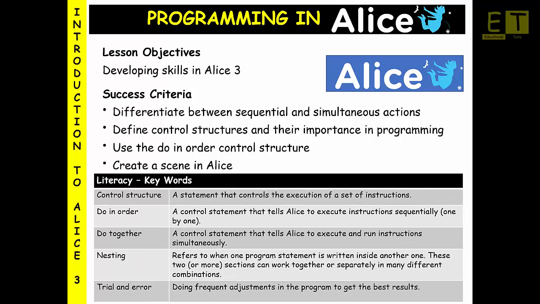The keywords associated with today's session are control structure, which is a statement that controls the execution of a set of instructions. Do in order, which is a control statement that tells Alice to execute instructions sequentially, which means one by one. Do together is a control statement that tells Alice to execute and run instructions simultaneously, which means side by side. Nesting refers to when one program statement is written inside another one. These two or more sections can work together or separately in many different combinations. And trial and error is doing frequent adjustments in the program to get the best results.